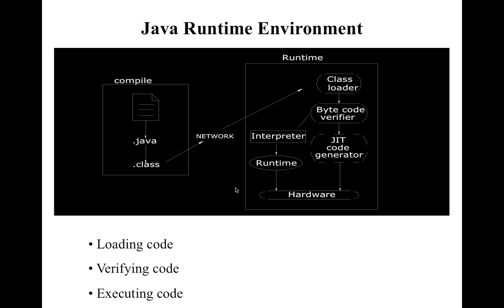That means JRE does loading, verifying, and executing. How does it verify? By using the bytecode verifier. That means it loaded the bytecode, verified it, and then executed it. And the code generator during runtime is called the just-in-time code generator. That means based on what is there in the bytecode, it generates the code, and that is called the code generator.